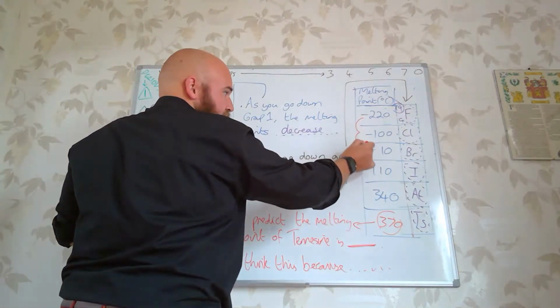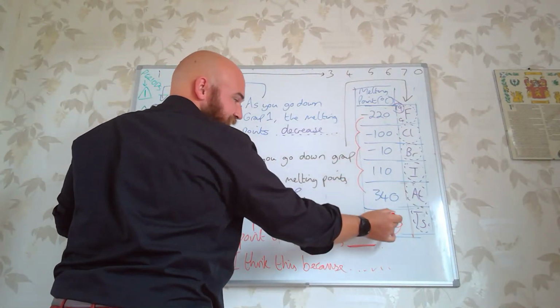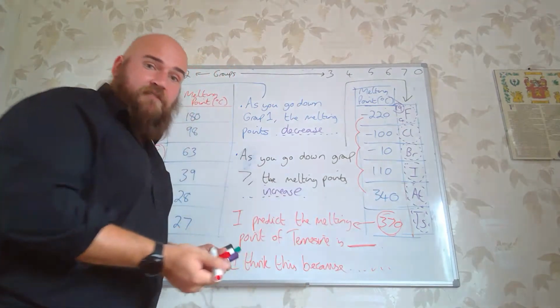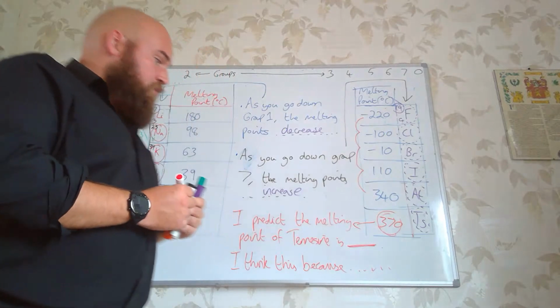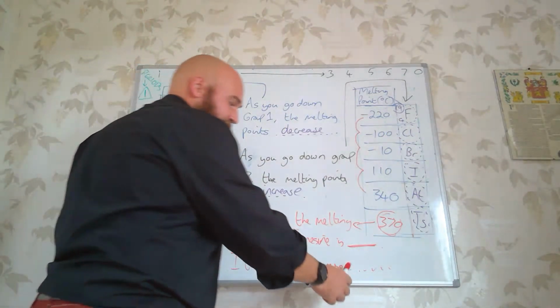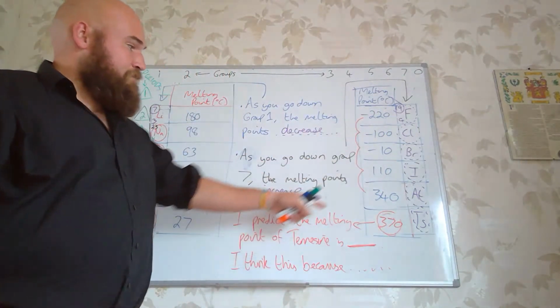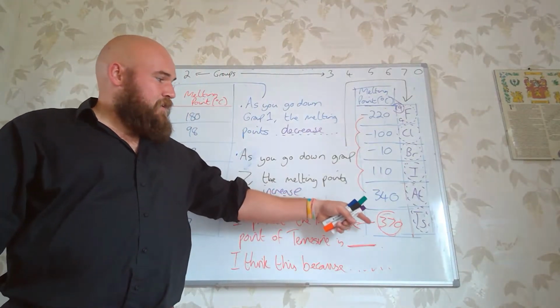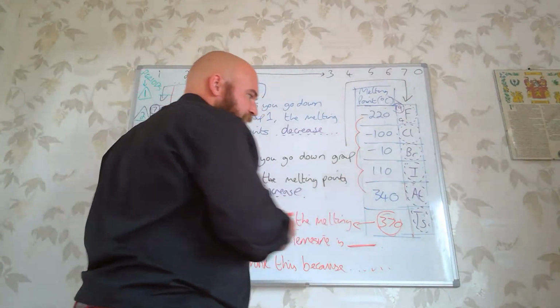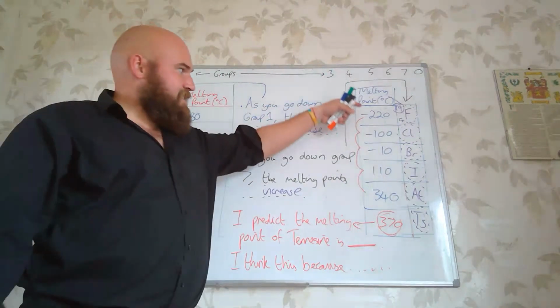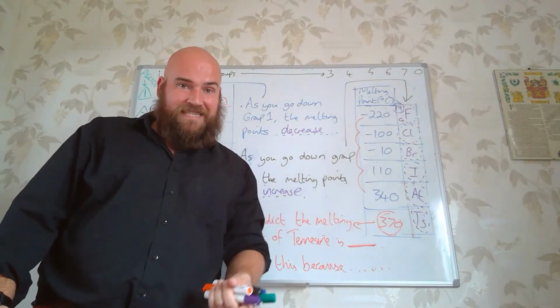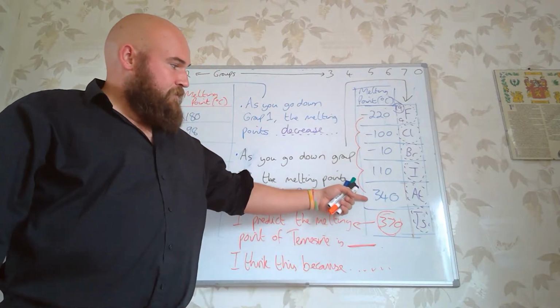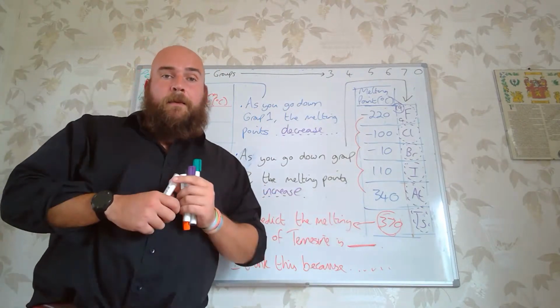These numbers, look, are getting bigger. So this next one must be bigger to carry on the trend. So the numbers are getting bigger going down group 7. And then why do you think that? That's your own reasons. I think it must be 370, or I might even say 470, something like that, because the trend down group 7 is that the melting points are increasing. And the last one was 340, so this one must be bigger.